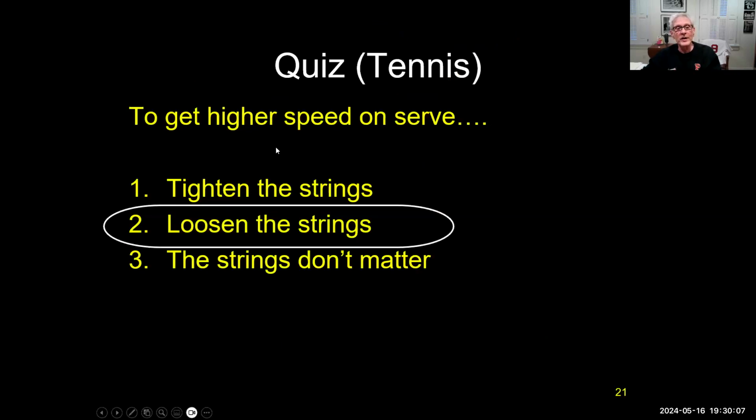And so the quiz: to get a higher speed on your serve, a lot of people's intuition tells them they want to tighten the strings. You want that to be a real tight collision. The answer is you want to loosen the strings. You get more of a trampoline effect the more those strings give.